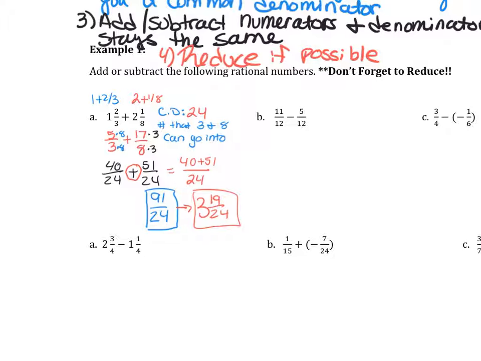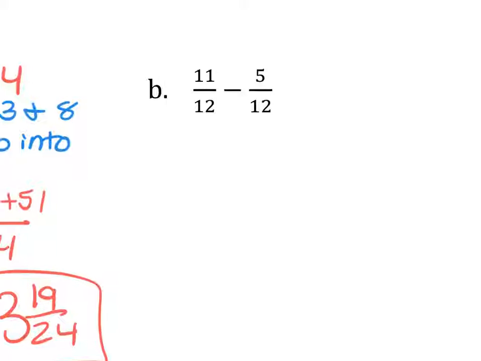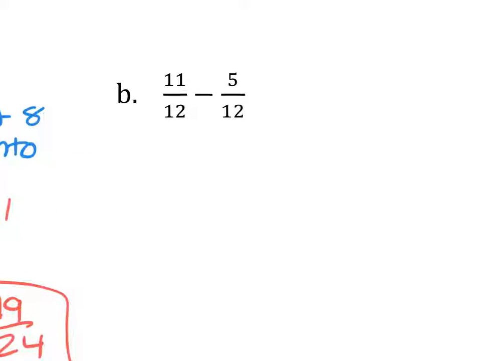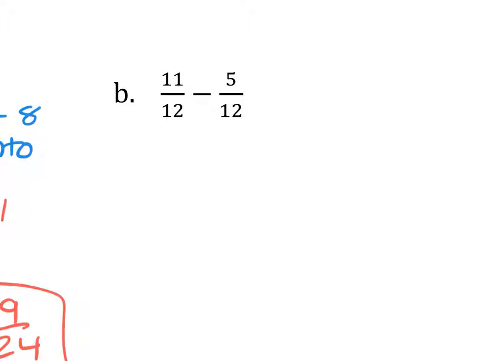All right, let's take a look at letter B. So with this one, do we have any mixed numbers that we have to convert? Nope. Do we have to find a common denominator? Nope, because they're already the same. So we can just go right to doing our, in this case, subtraction.